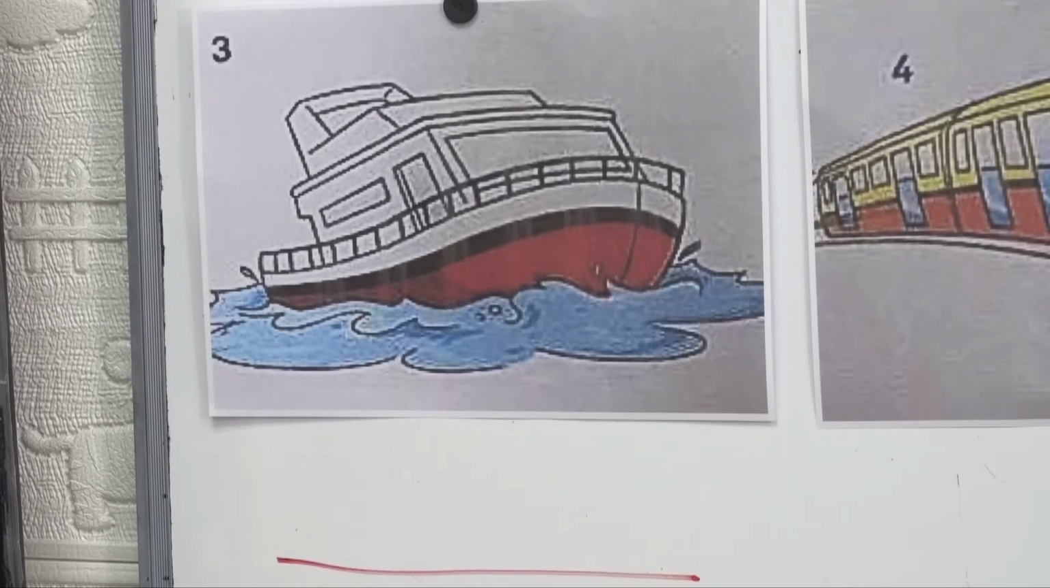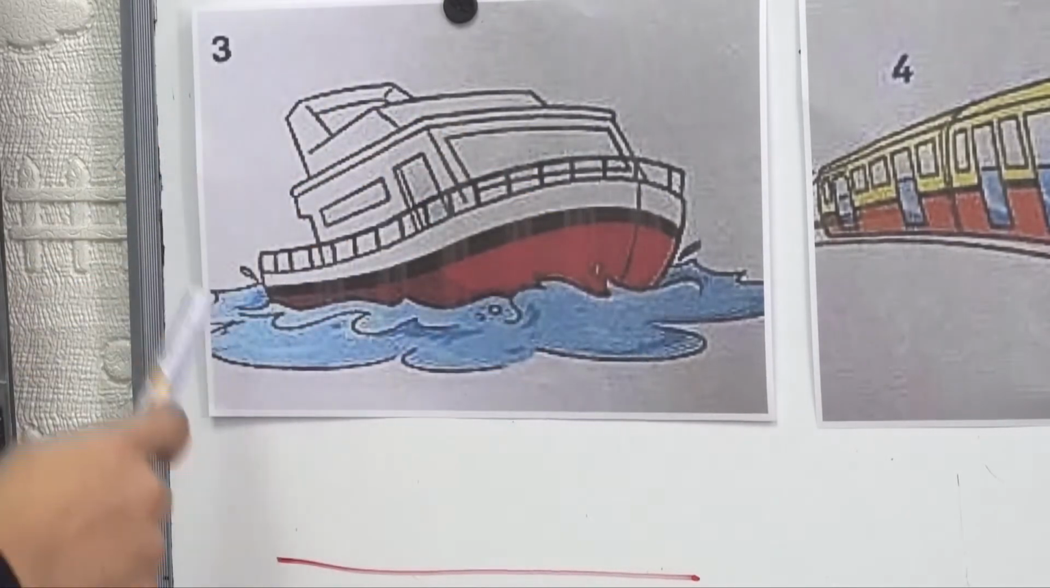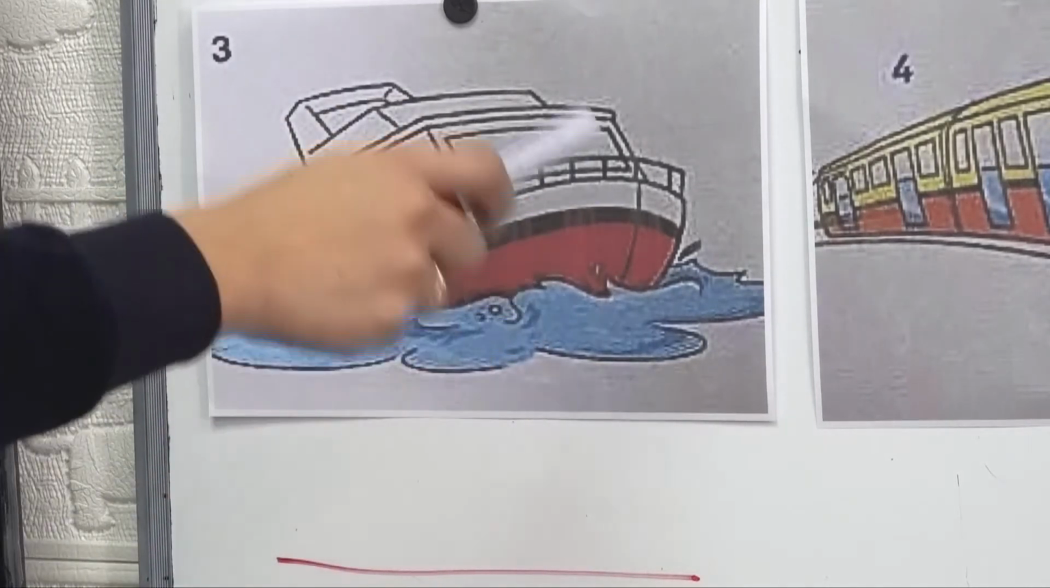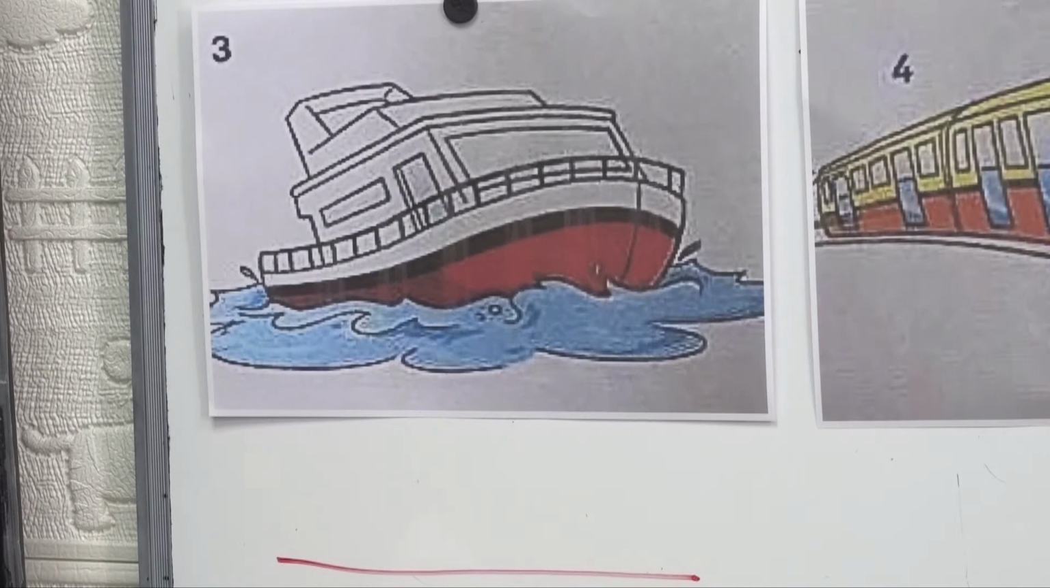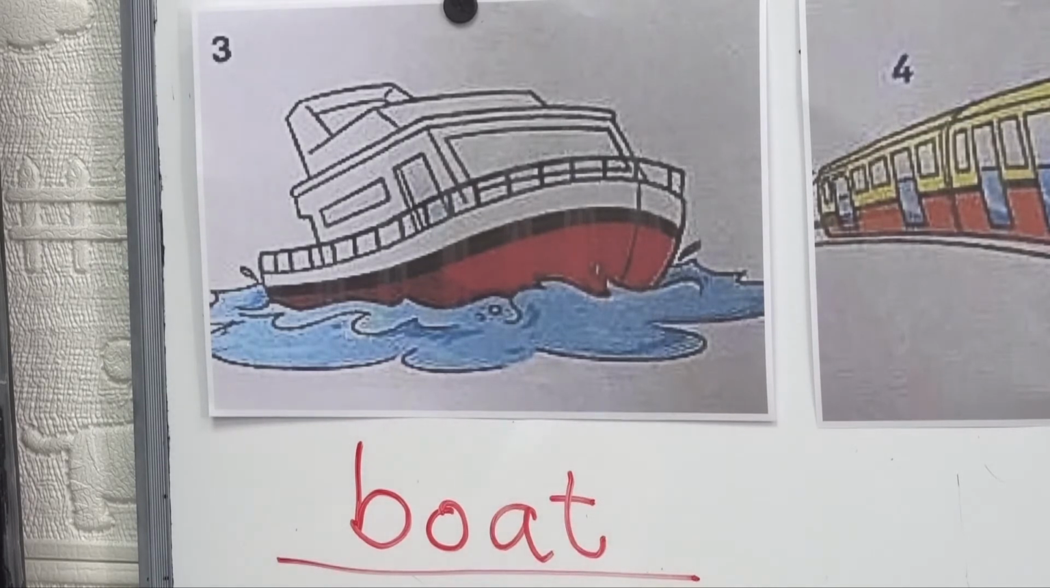Alright, so number 3. The girl said it's a ship. Is it a ship? No, it's not a ship. The teacher said it was a boat. A ship is bigger. This is a small ship. So for small ships we call them boats. So how do we spell boat? B, O, A, T. B-O-A-T, boat. Alright? Very easy.